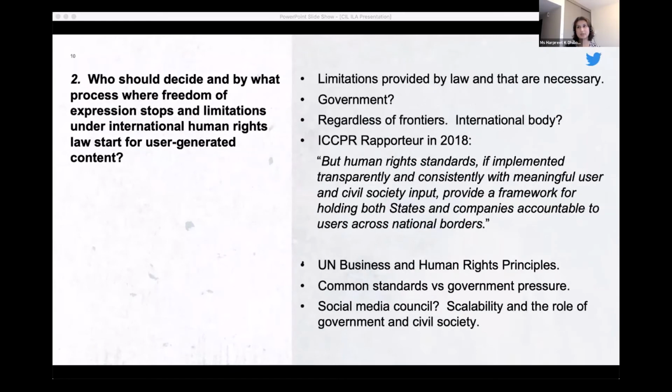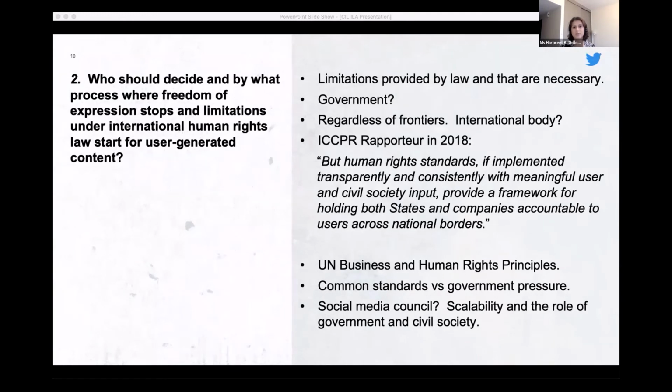The second and last question, turning away from the right to information: by what process is the call made where freedom of expression stops and the duty or responsibility, recalling the limitations under international human rights law, start? So recall the limitations are what is provided by law, necessary for interests such as public order, morality, the rights and reputation of others. So is it my government that knows best, or your government if you're from another country?